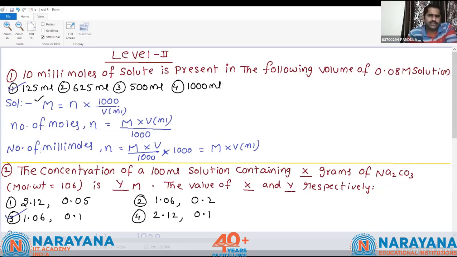This is for number of moles, but the question is related to number of millimoles. Number of millimoles is equal to molarity into V by 1000, into 1000. Here it is multiplied with 1000 because millimoles is the question. The two 1000s cancel. That's why molarity into V in ml is the answer.